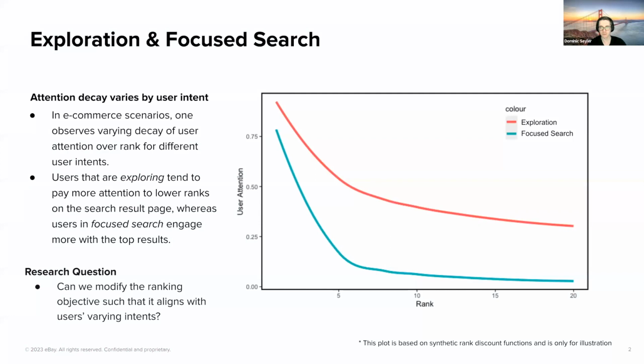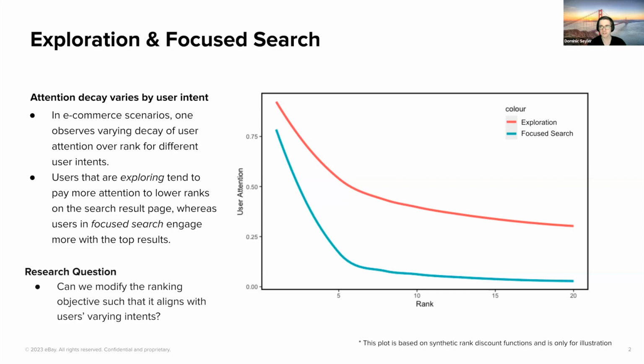I want to start by discussing an observation we made when we look at users in an e-commerce setting and their shopping behavior. We plot the user attention over different ranks on a search result page, and we divide the users by user intent: one is exploration or browse intent, and the other is focus search or purchase intent. We find that users that are exploring tend to pay more attention to lower ranks on the search result page, whereas users in focus search engage more with the top results, which we can see in a sharper decline in the rank decay of this function.